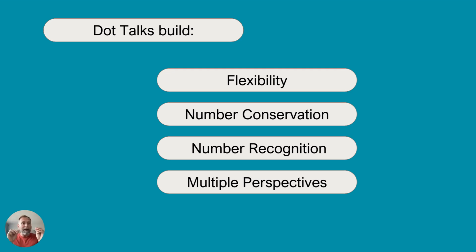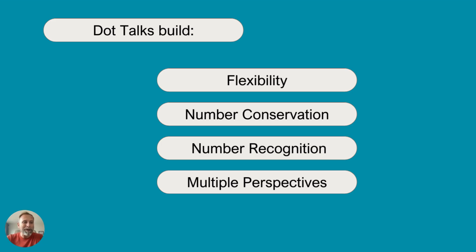the idea that even if you scramble around the amount of dots you still have the same number. That's an important concept for children to maintain. Number recognition, and also this idea that we have multiple perspectives around number. There's just not one way to do something.